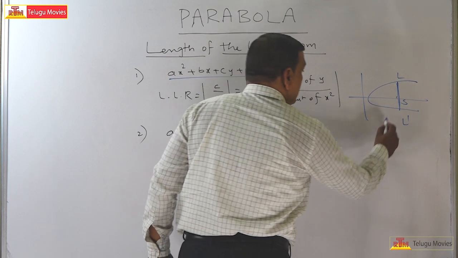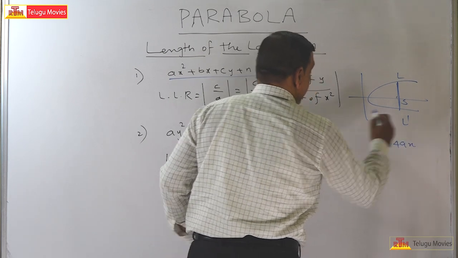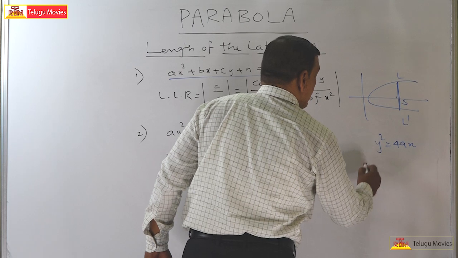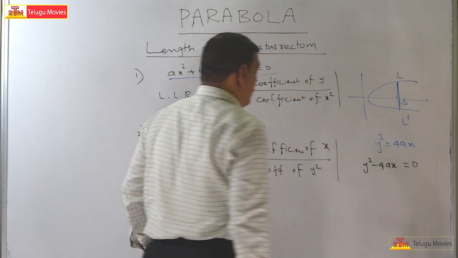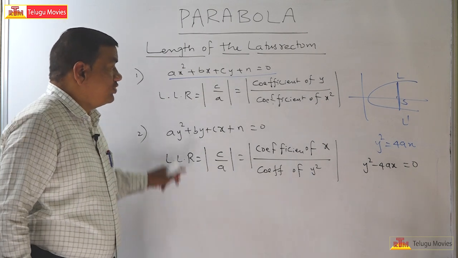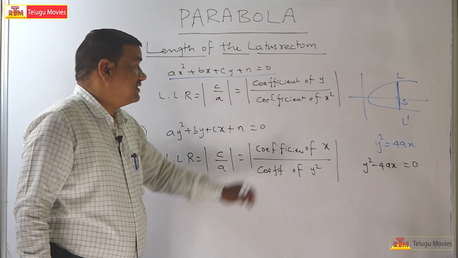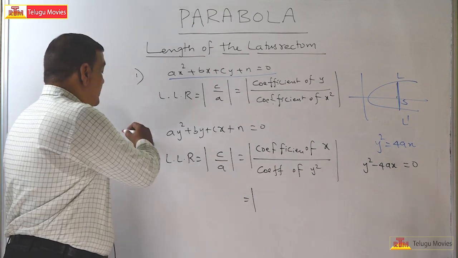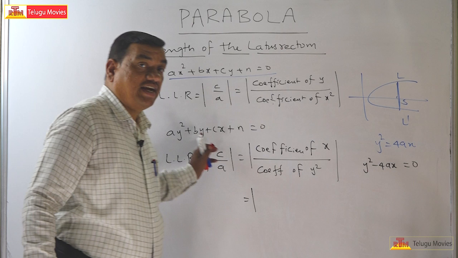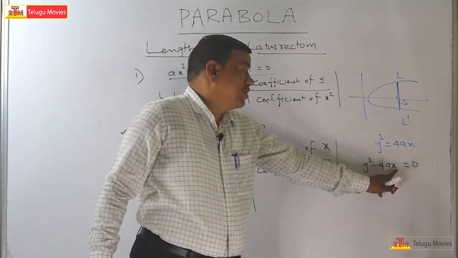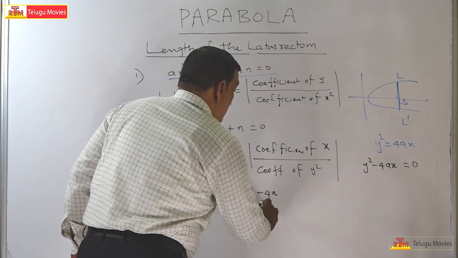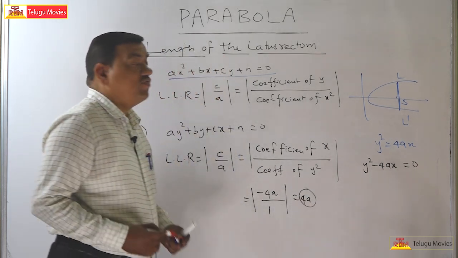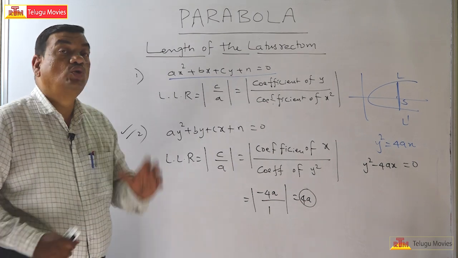So for example, this is y square is equal to 4ax. Y square is equal to 4ax. So bring 4ax to this side. So this is y square minus 4ax is equal to 0. See here, this is in the form of ay square plus by plus cx plus n is equal to 0. Then the length of the latus rectum is equal to modulus of coefficient of x, that means this equation is in the second format. Coefficient of x here is minus 4a, upon coefficient of y square. Y square coefficient is 1, so that is equal to 4a. So therefore the length of the latus rectum is equal to 4a.